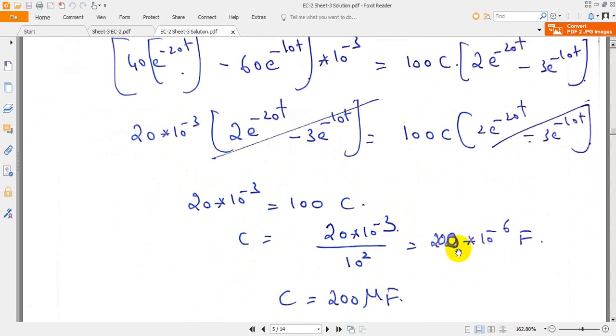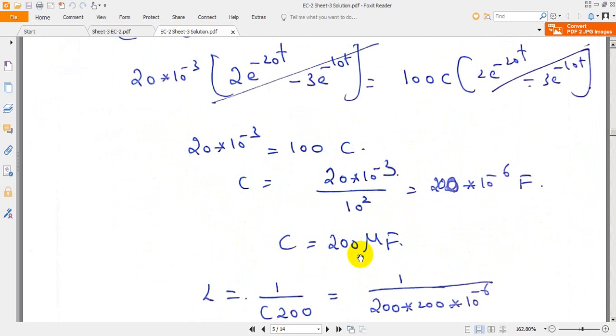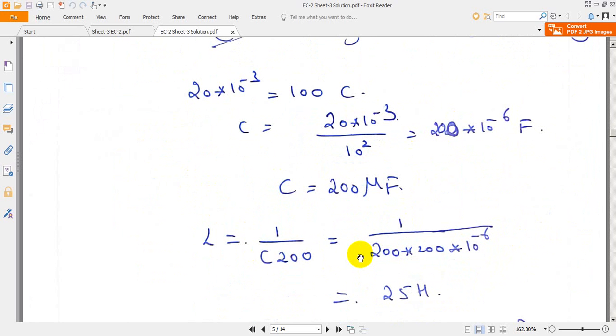On the whole, you can write it as 200 into 10 to the power of minus 6, or C is equal to 200 microfarad. And we also know L is equal to 1 by C into 200. Substitute the value of C, 200 into 10 to the power of minus 6, you will get it as 25 Henry.